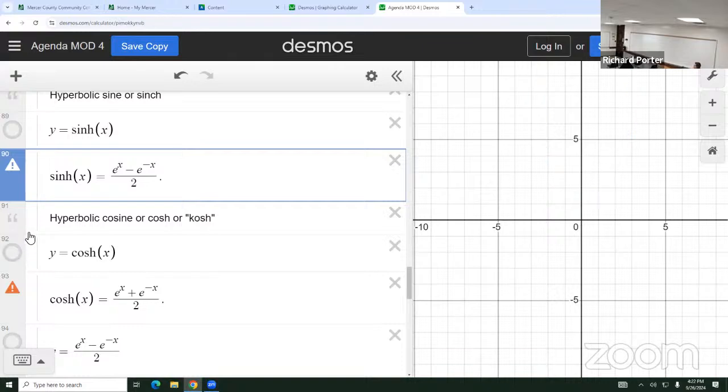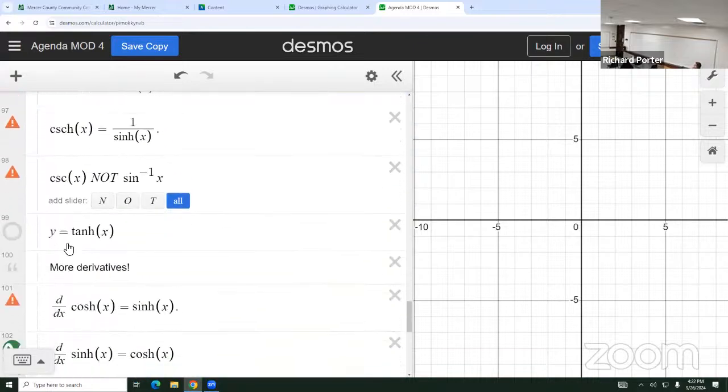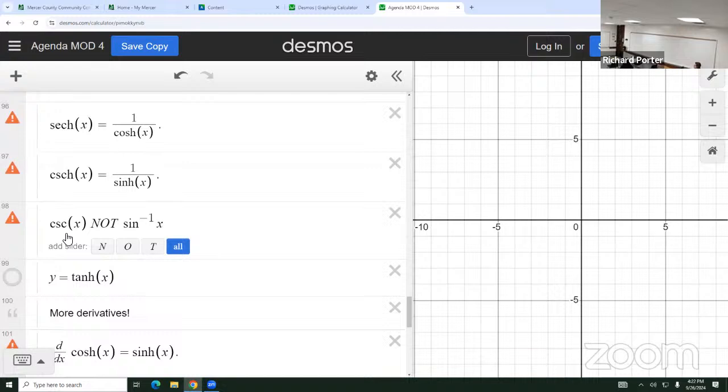I know what we use in Calc 3 is the identity: hyperbolic cosine squared minus hyperbolic sine squared equals 1. That's what we use in Calc 3. None of the other stuff. We don't use anything else. Nothing.